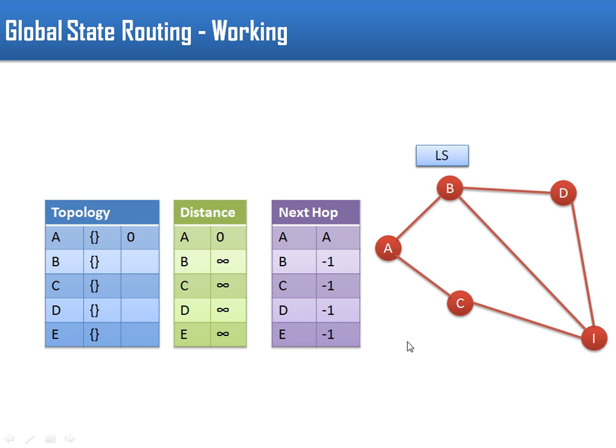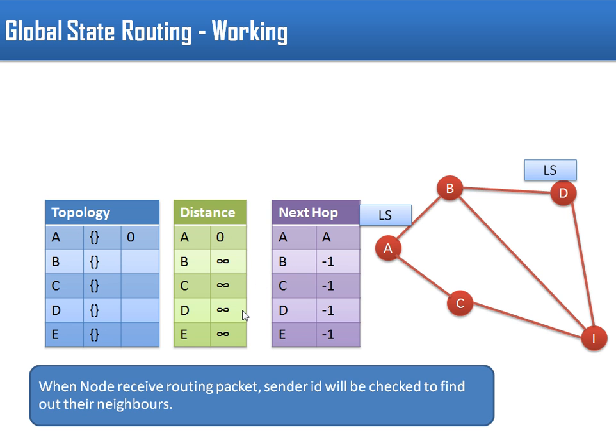When A receives some link state information from node B, A will find out B is my neighbor, and it will update this information. First of all, it will store this information that this packet is coming from node B. It will set B as a neighbor.